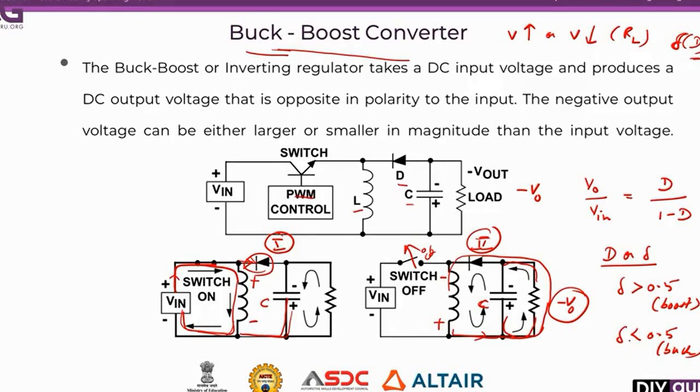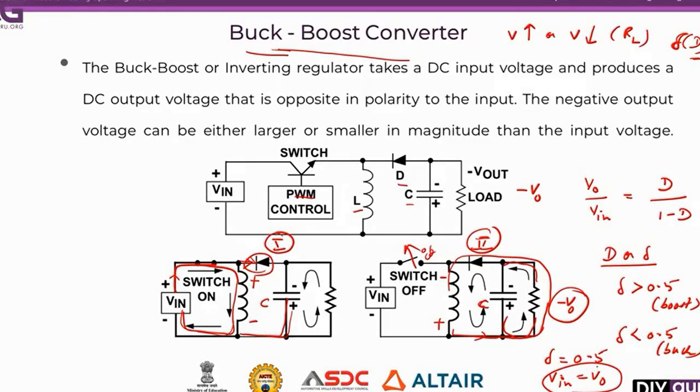When it is equal to 0.5, your input voltage and the output voltage will be the same. So when the duty ratio is exactly 0.5, the input voltage and the output voltage will be equal. So you will have both buck operation as well as boost operation in the same circuit. So it is called a buck boost converter.